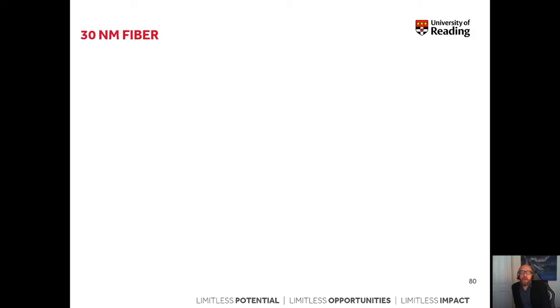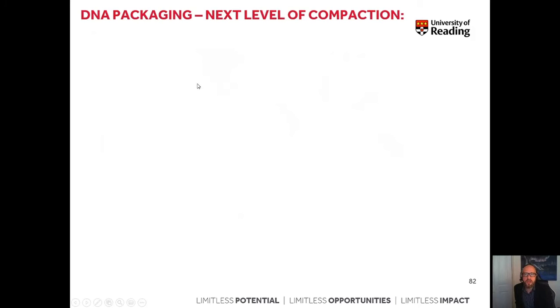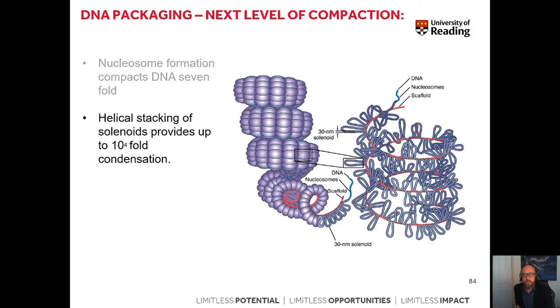So let's have a quick look at the 30 nanometer fiber using again electron microscopy pictures. As you can see here, we reach another level of compaction by forming those solenoids, and this is actually quite efficient already. However, this is not the end of the story, because nucleosome formation compacts DNA sevenfold. However, a helical stack of those solenoids provides up to 10 to the power of 4-fold condensation. So we have much more compaction here.